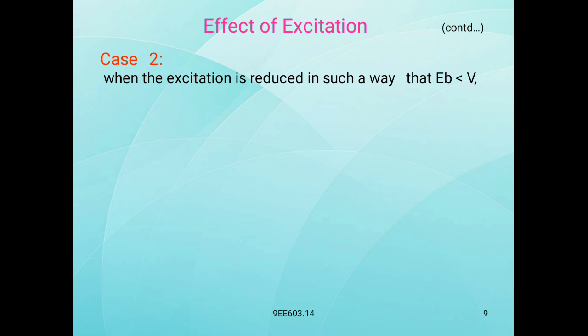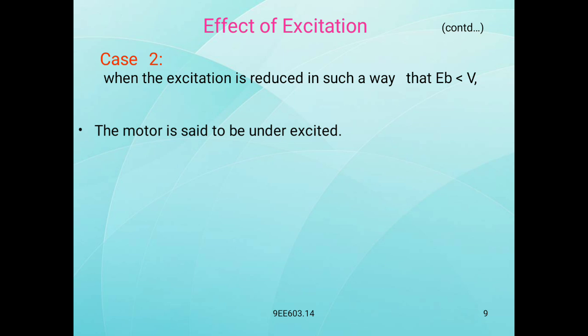In case 2, the excitation is reduced in such a way that the back EMF is less than the supply voltage. Now the motor is said to be under excited.